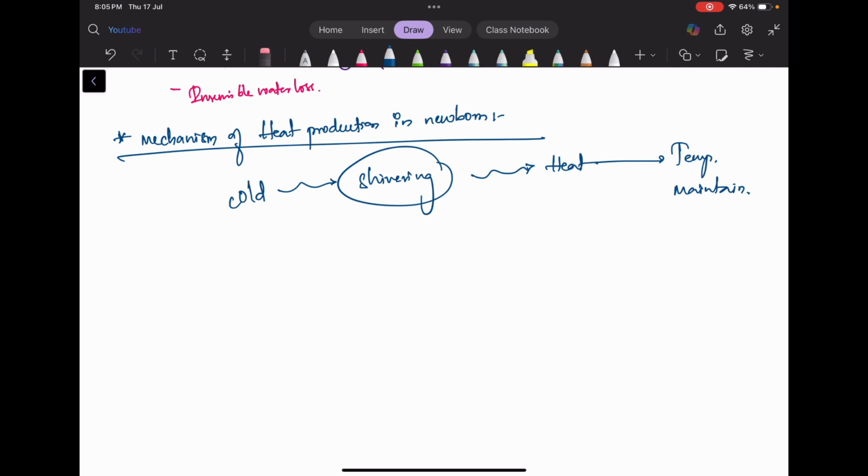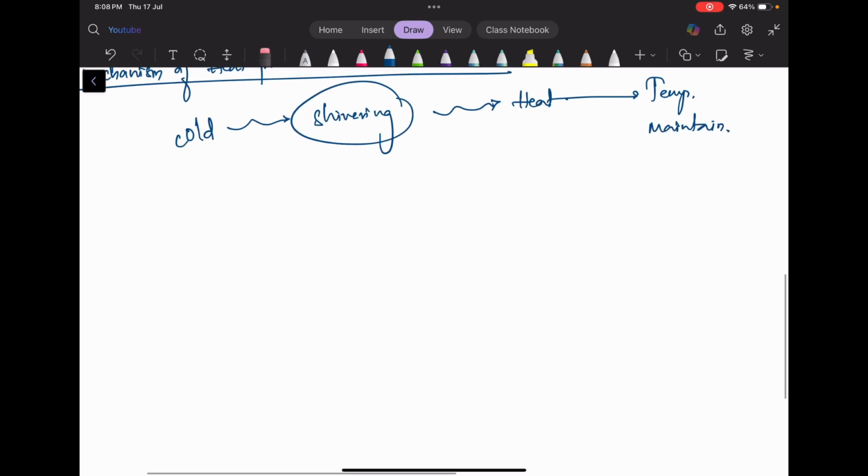But in babies it doesn't happen like that, right? It's different. Okay, then anyone know what kind of heat production mechanism will be there in newborns? Yeah, that's right. We have non-shivering thermogenesis.